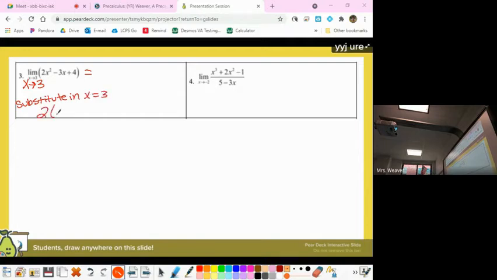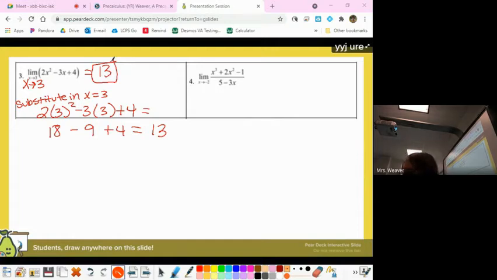So 2 times 3 squared minus 3 times 3 plus 4. If I plug that in and evaluate it, 3 squared is 9, so 2 times 9 is 18. I'll just go ahead and do 2 steps in one there. So that's 18 minus 3 times 3 is 9 plus 4. 18 minus 9 is 9, plus 4 is 13. So our answer is 13. Just evaluating the function at that value, we get 13.